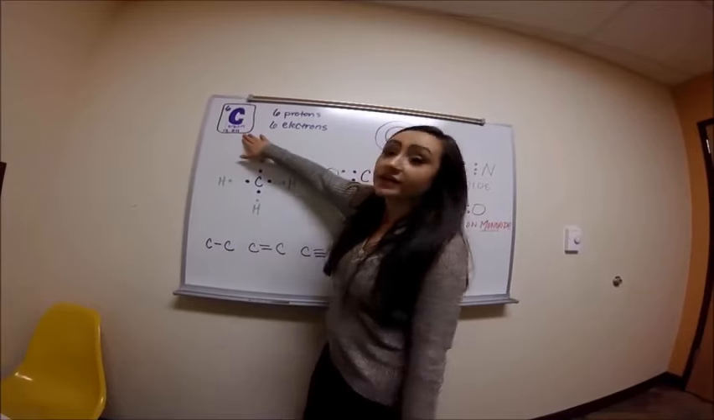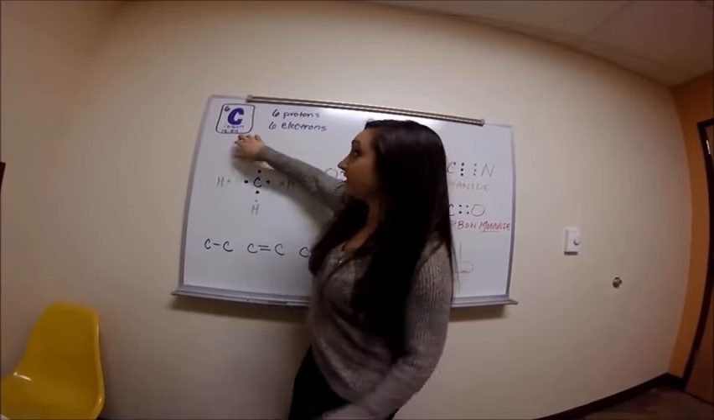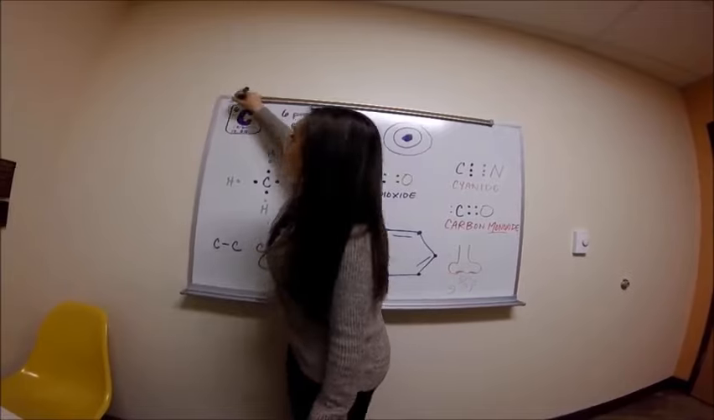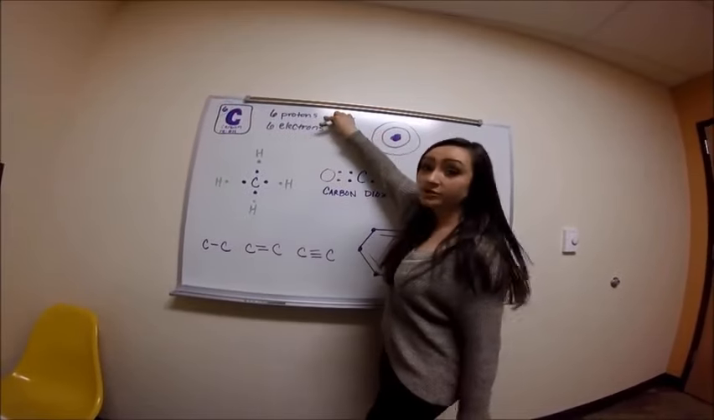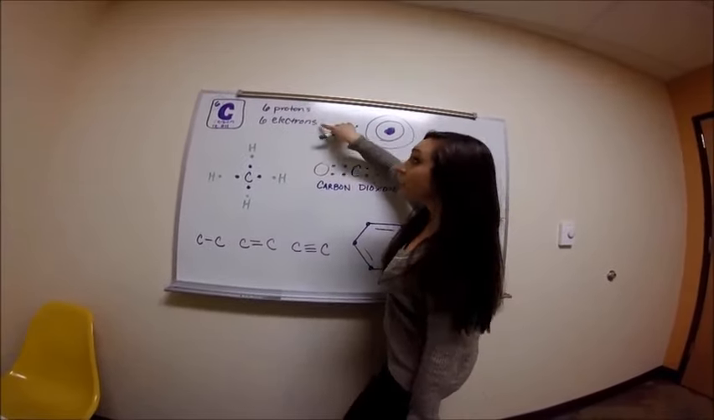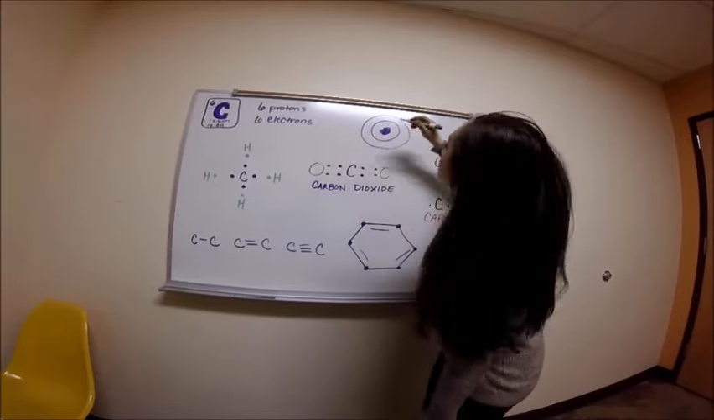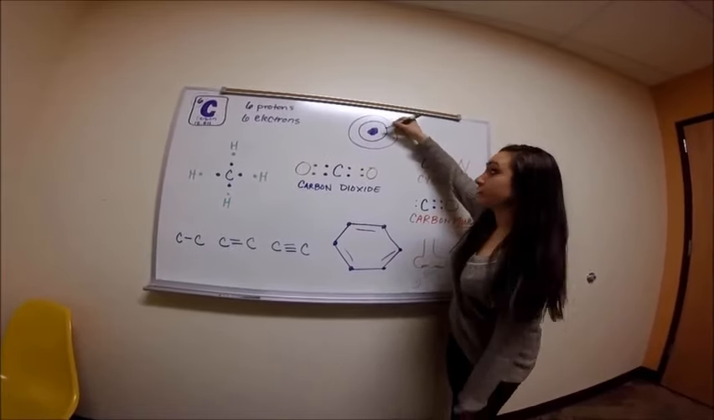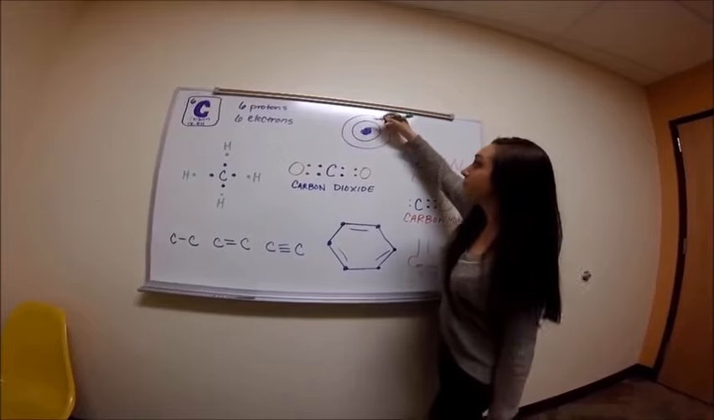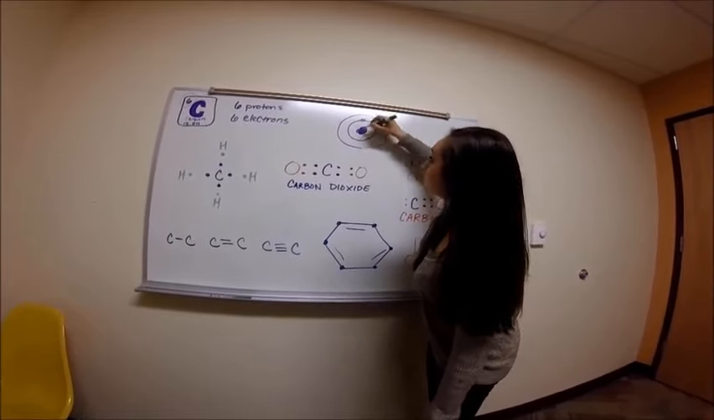If we look on the periodic table at carbon, we see that it has an atomic number of 6, meaning it has 6 protons and 6 electrons. Electrons are negative particles that circle the positive proton and neutron nucleus in what we call electron shells.